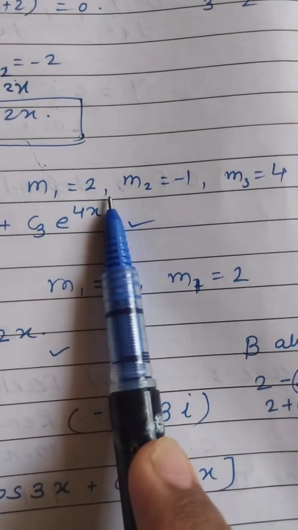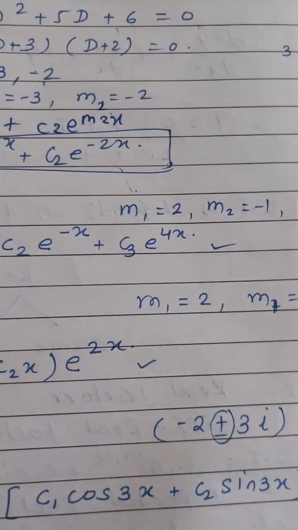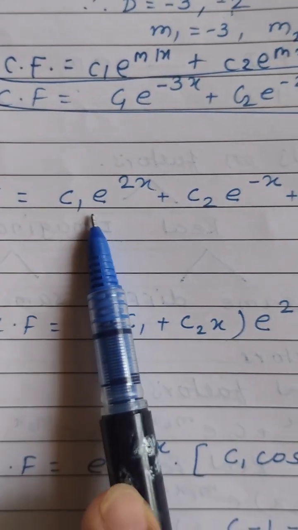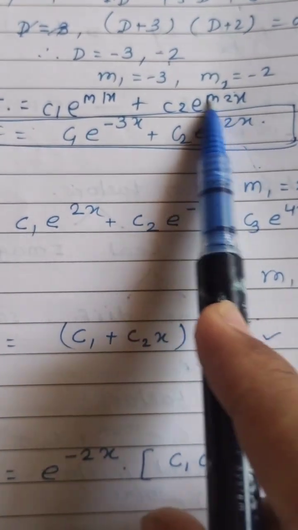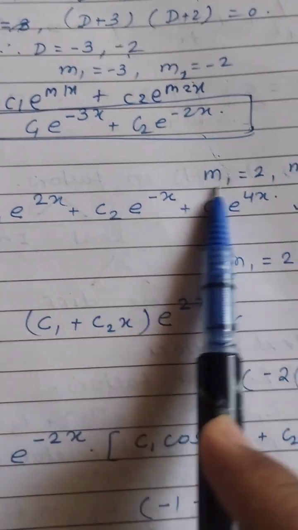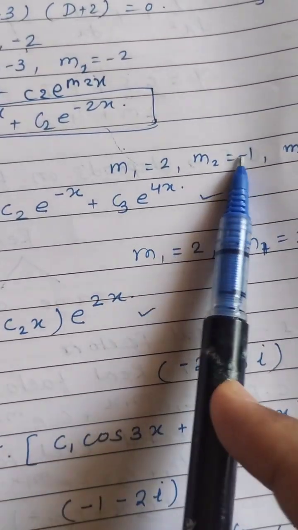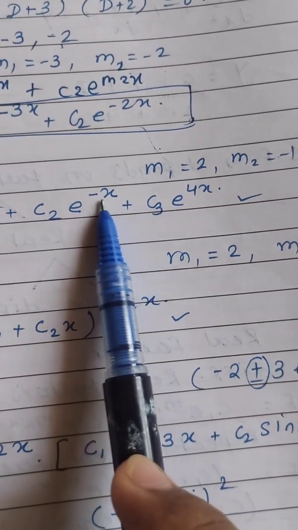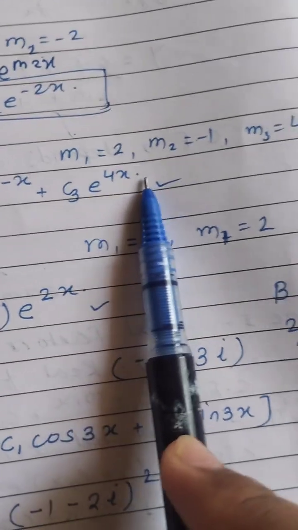Now next, different factors, means again if another quadratic equation is there, and we got 2, -1 or 4, different types of numbers, means different factors. Here again for this equation we have to write CF, the complementary function. The complementary function is c1 e^(m1x) + c2 e^(m2x), but now we have the values of m1 and m2. So simply we write c1 e^(2x) plus c2 e^(-x), and plus c3 e^(4x), means m3.